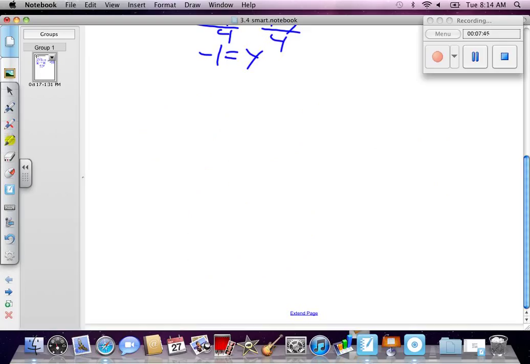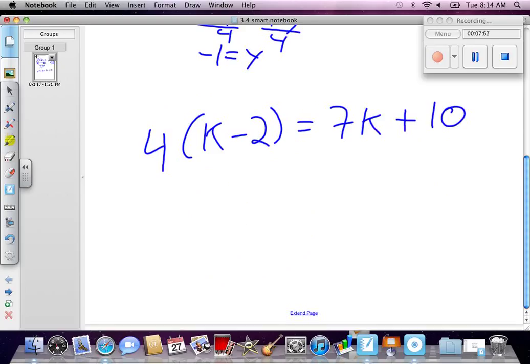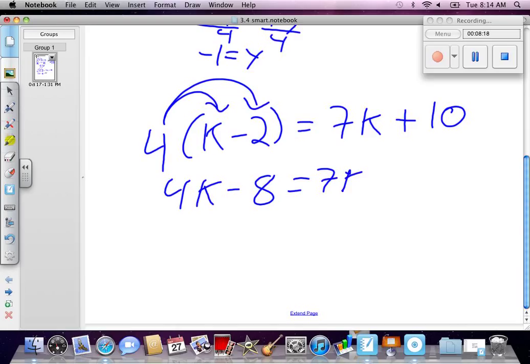Okay. C, we've got 4 times k minus 2 equals 7k plus 10. So what's the first thing? You guys should all have C in front of you. What's the first thing you do? You do the Distributive property. Good. With the arrows. So you get 4k minus 8 equals 7k plus 10.